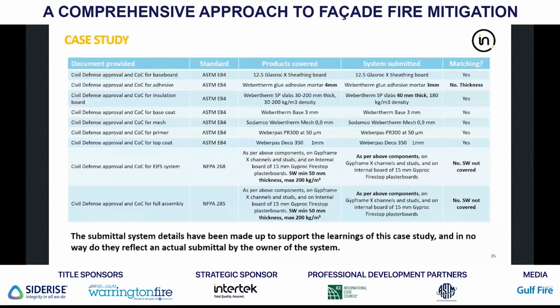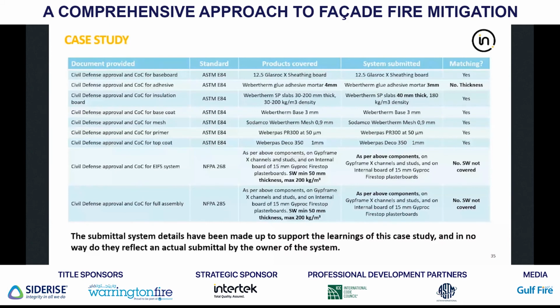For example, even though the products that they have submitted for E84 for the mineral wool here are a full range of thicknesses and densities, our results for the assembly test don't cover the same range. They don't have to. We just need to make sure that they overlap with what was submitted. So that's what we're going to look at.